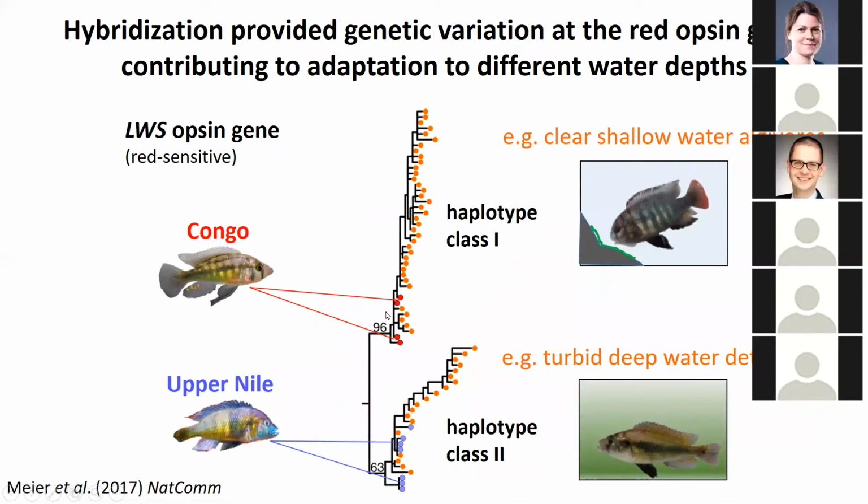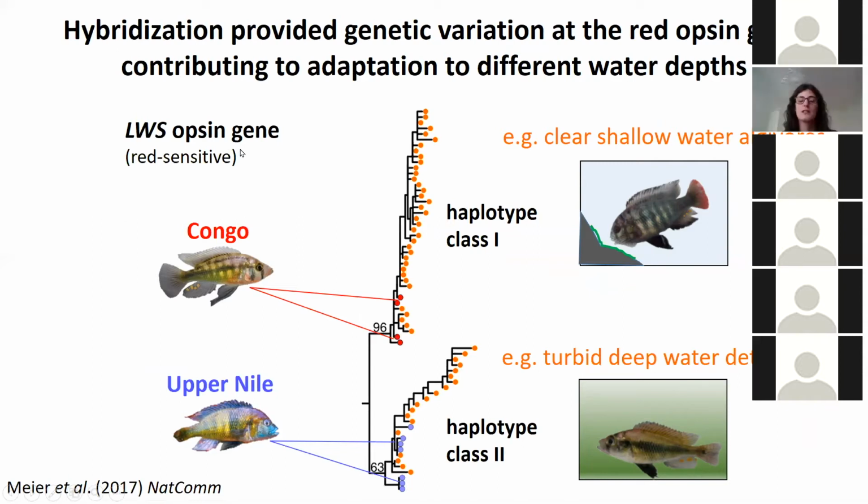For most of these genetic variants, unfortunately, I don't know what they really do, if they facilitate adaptation to different niches, for instance. But for one of them, we do know a lot, and that's the long-wave sensitive opsin gene that allows cichlids to adapt to different water depths, because in the deeper water, the light spectrum is more redshifted, and the red opsin gene is very important, whereas in the shallow water, the light spectrum is less redshifted, and a different opsin variant is beneficial in shallow water.